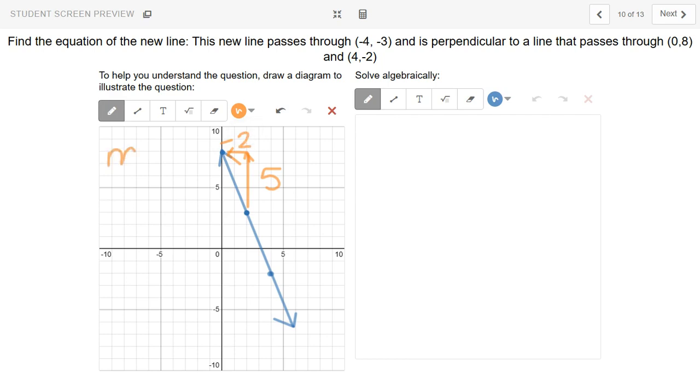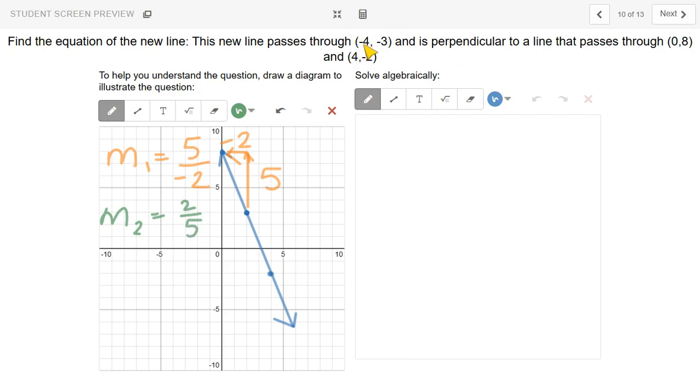So our slope of the first line, rise of 5, run of -2. That means our new line should have a slope of +2 over 5.